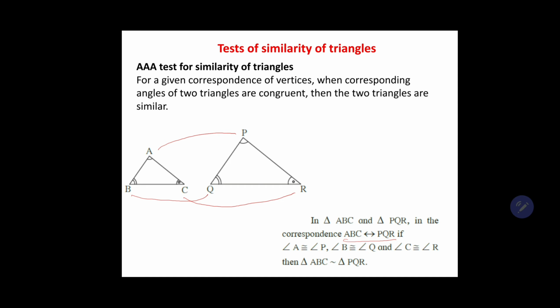If this is the case, and angle A is congruent with angle P, angle B is congruent to angle Q, and angle C is congruent to angle R, then we can say that these two triangles are similar triangles. So these two triangles are similar by the AAA test, as only angles are involved in this test.